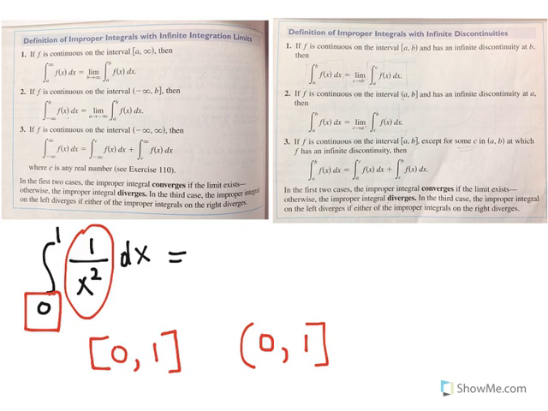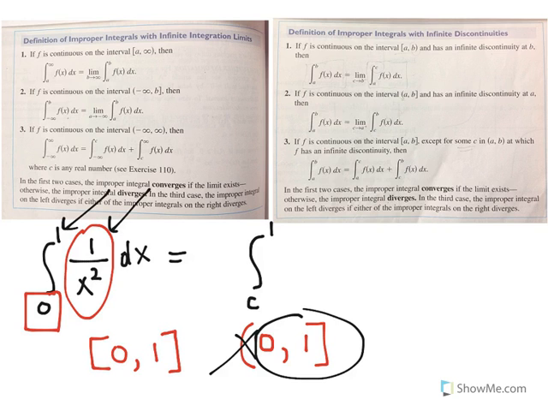So here's the adjustment that we're going to make. Let's go ahead and write a variable here, c. And we're going to make c be coming from here, so not including 0. Not including 0, so we would have no problem with the discontinuity. So we're going to write from c to the upper limit of integration, 1, of 1 over x squared dx.